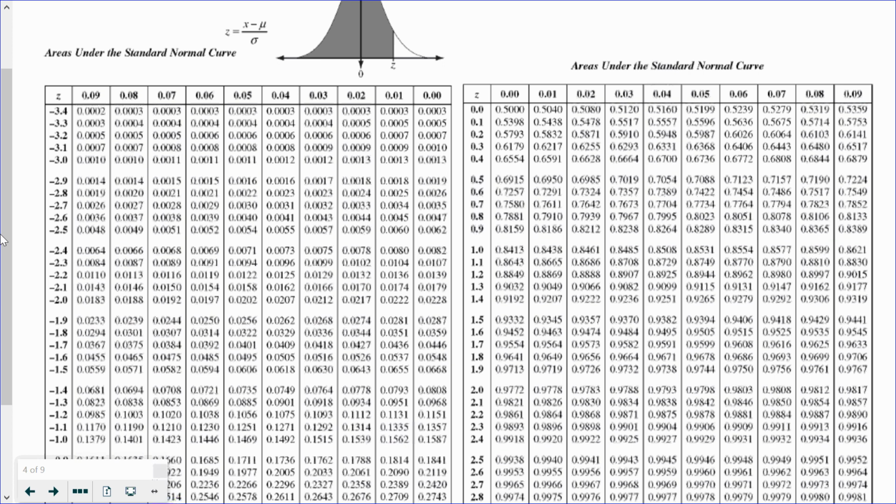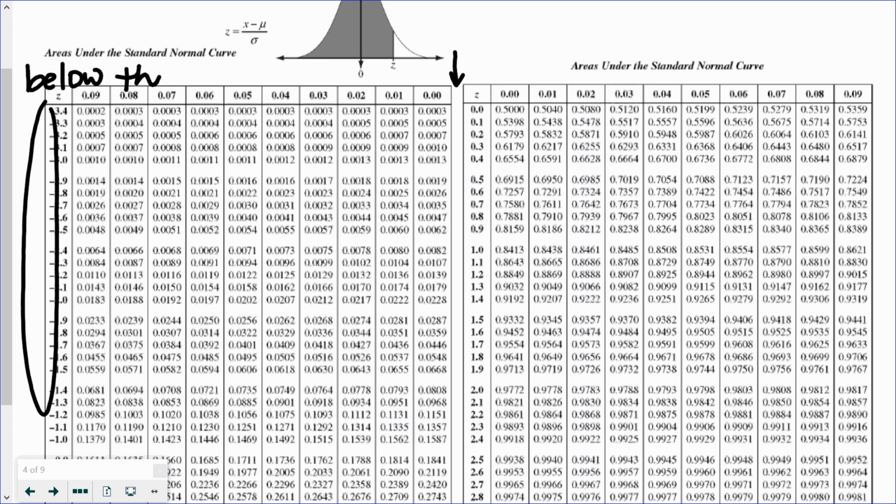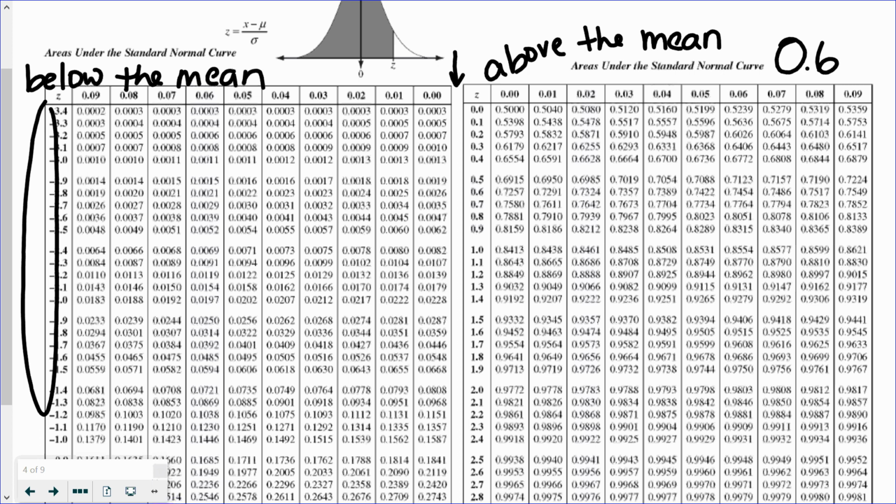So we have two charts here. You see there's kind of a division in between. These have all negative values, so these are below the mean. The negative ones are below the mean. The positive ones, the second chart over here, are above the mean. So again, the answer that we got was 0.67.